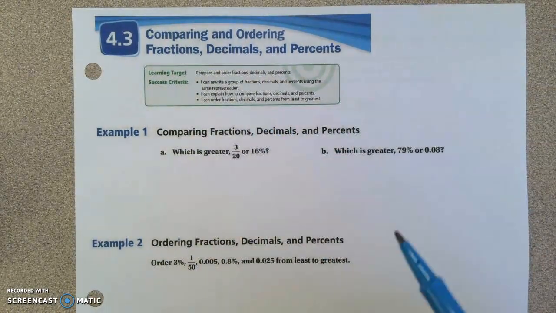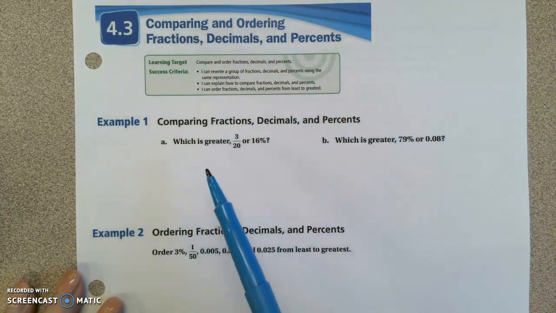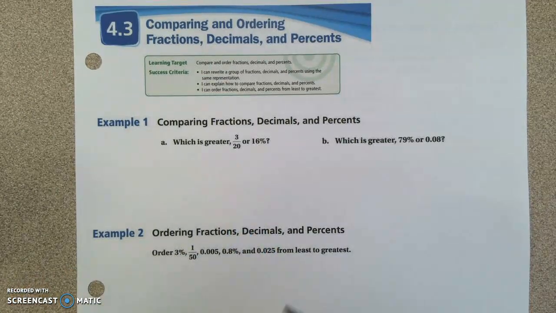Today we are going to focus on comparing and ordering fractions, decimals, and percents. So if we look at this first example, which is greater, 3/20 or 16%? Essentially, we just want to get them both to the same form. So we can make them both fractions, we can make them both percents, either way. For this example, I'm going to turn them both into a percent, and then we'll make our comparison.